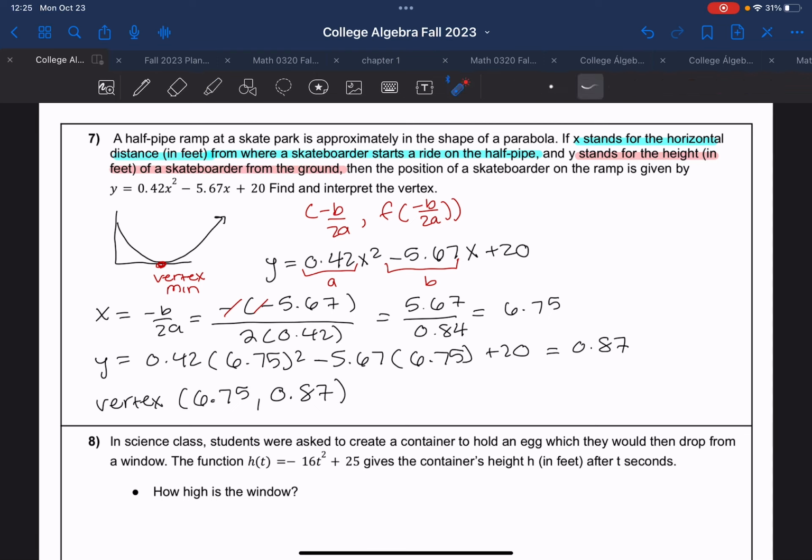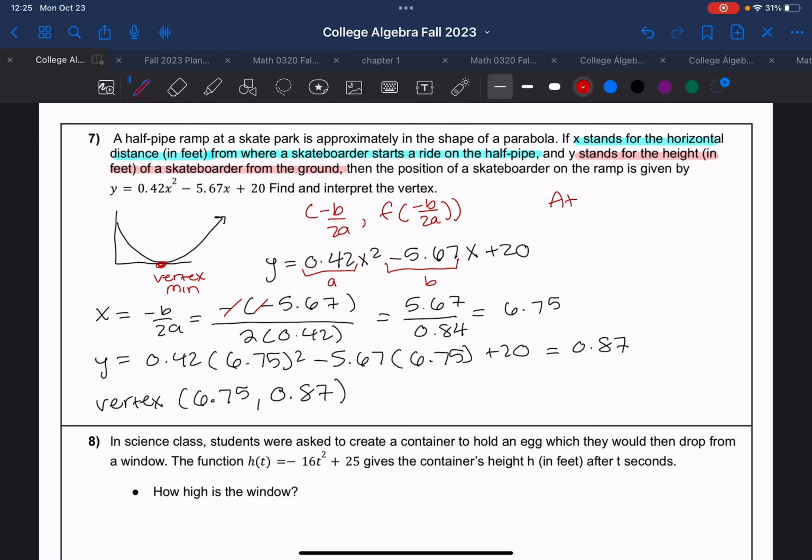So again, once they have already passed 6.75 feet onto the ramp, so they start the ramp up here, they're going down here for 6.75 feet, eventually they'll be at the lowest part of the ramp, which is only 0.87 feet off the ground. Okay, so we're going to write that in a sentence.